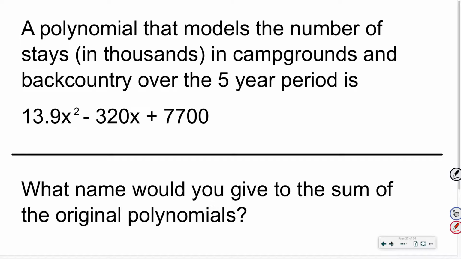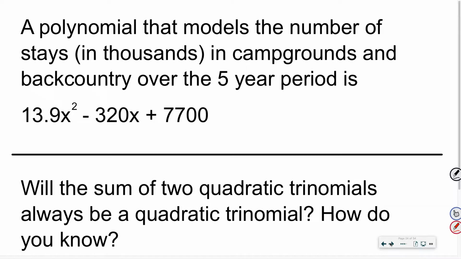Okay? If I added these together, what kind of polynomial is my answer? A quadratic trinomial. You both got it. Do you think, and this is a little bit of a stretch, if I add two quadratic trinomials, I will always, no matter what, end up with a quadratic trinomial? I don't know. I feel like kind of. Think about this if you're trying to prove if it's right or wrong. Is there some quadratic trinomial that I can add that would give me something that is not a quadratic trinomial? Maybe.